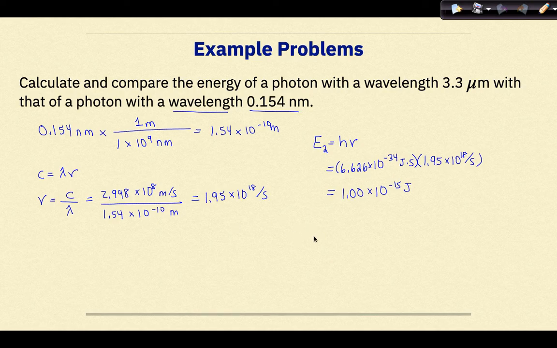So when we analyze this, we could see the energy of the photon with the wavelength of 1, which is 3.3 micrometers, is less energetic. In other words, it has less energy than the photon with a wavelength 2 of 0.154 nanometers, because the energy associated with that second wavelength is 1 times 10 to the negative 15 joules, compared to the energy associated with the first wavelength, which was only 6.02 times 10 to the negative 20 joules.